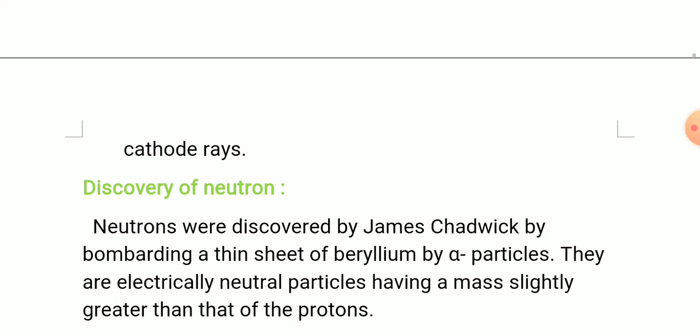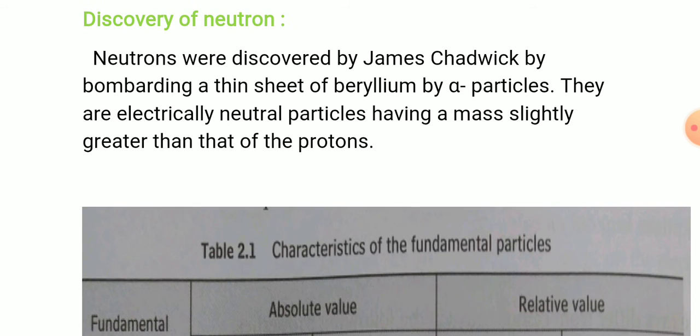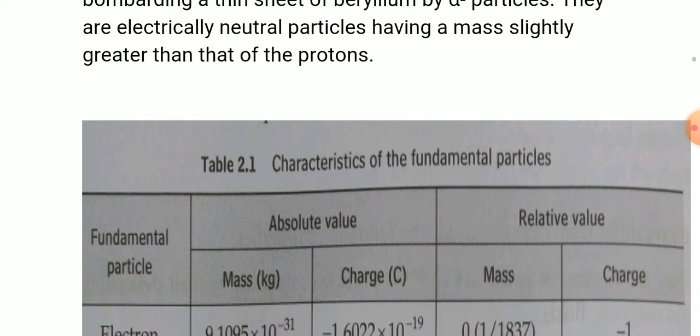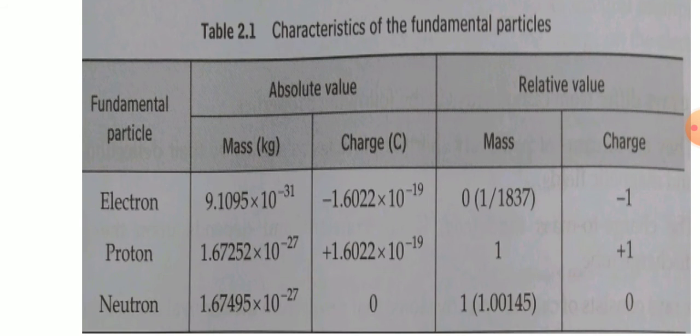Now, the discovery of the neutron. Which scientist discovered it? James Chadwick. Neutrons were discovered by James Chadwick by bombarding a thin sheet of beryllium with alpha particles. They are electrically neutral particles having a mass slightly greater than that of protons. Here in the table, you can see a summary of charge and mass of the proton, neutron, and electron. These are the fundamental particles of an atom.